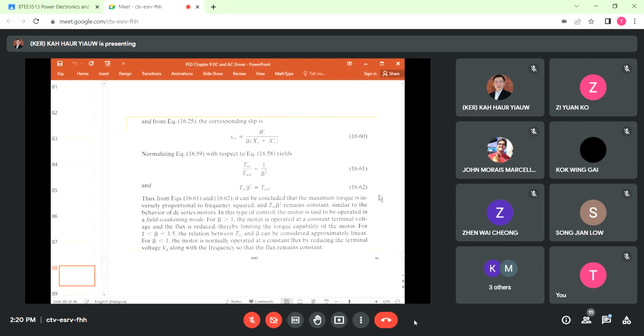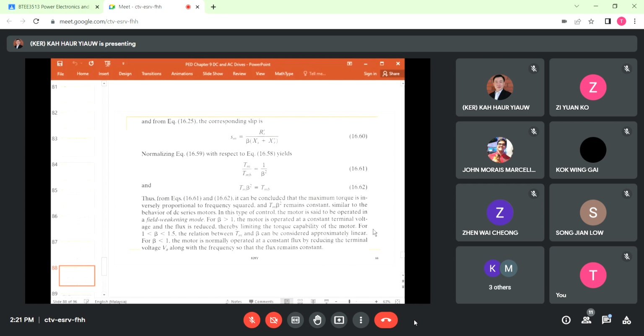From equations 61 and 62, it can be concluded that the maximum torque is inversely proportional to speed square, and Tm beta square remains constant, similar to the behavior of a DC series motor. In this type of control, the motor is said to be operated in a field weakening mode. For beta greater than 1, the motor is operated at a constant terminal voltage and the flux is reduced, thereby limiting the torque capability of the motor.